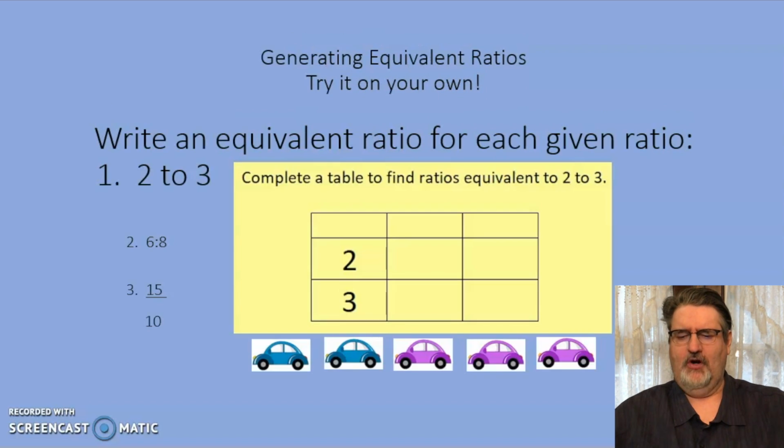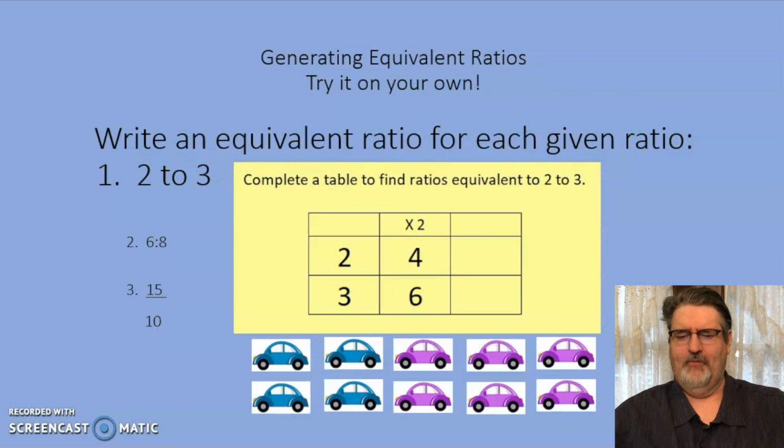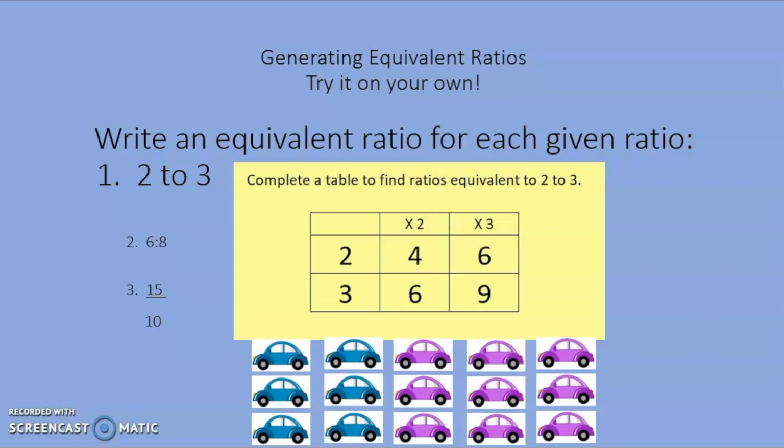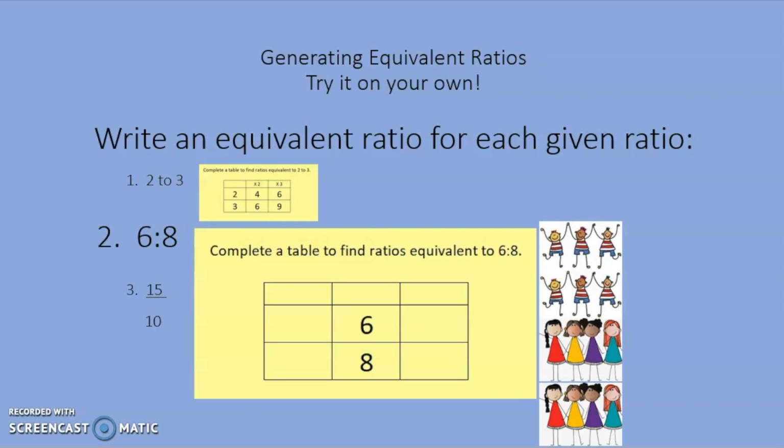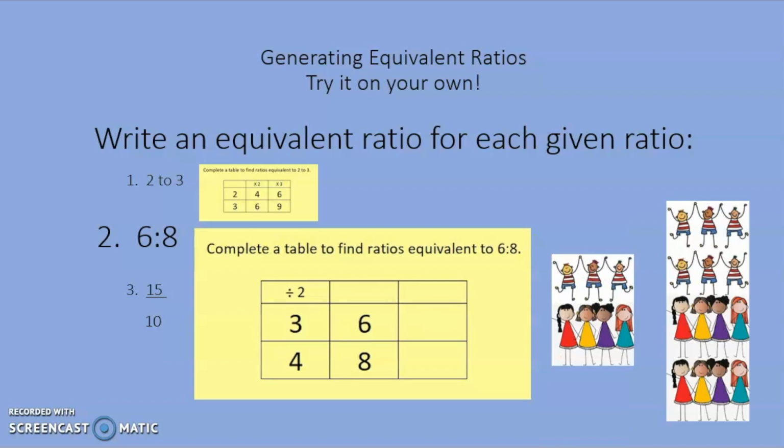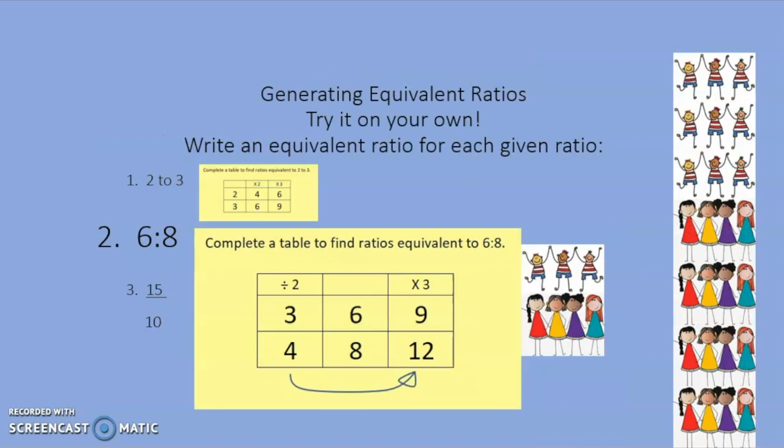So below we have 2 cars that are green and 3 that are purple. When we find equivalent ratios, we can multiply. So we have 4 to 6 being equivalent, and when we multiply times 3, we get 6 to 9. Let's go check out the second one. We're trying to find out what is equivalent to 6 to 8. Well, first we can divide. So we divide by 2 and we get 3 to 4. And then we can multiply that times 3 and get 9 to 12.